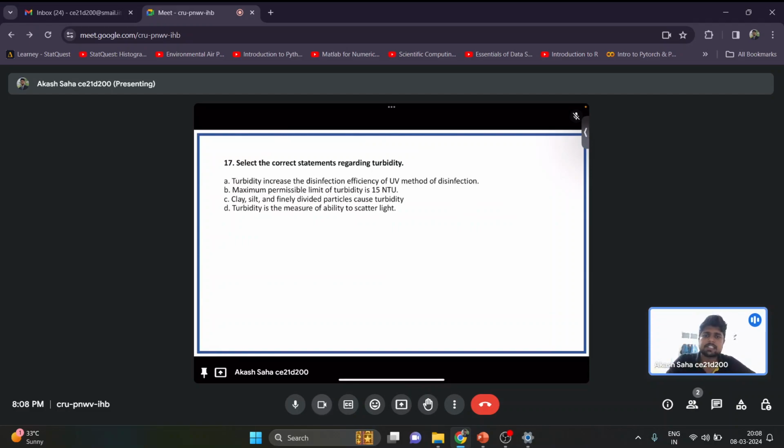Okay, select the correct statements regarding turbidity. A. Turbidity increases the disinfection efficiency of the UV method of disinfection. B. Maximum permissible limit of turbidity is 15 NTU. C. Clay, silt, and finely divided particles cause turbidity. D. Turbidity is a measure of ability to scatter light. Okay, just go through the statements once again, and we'll discuss the correct answer.